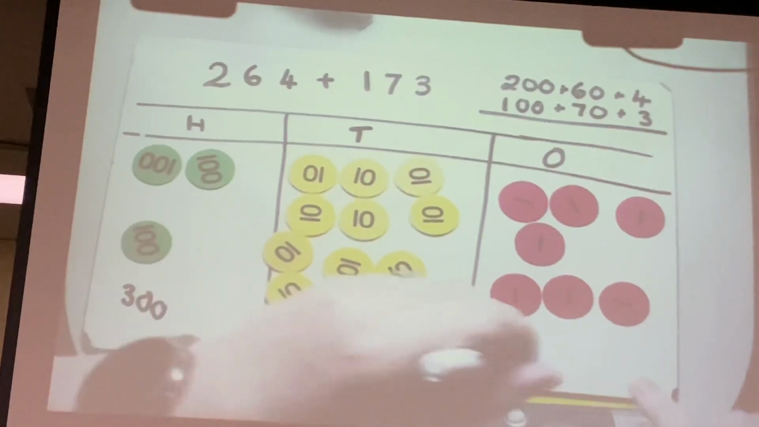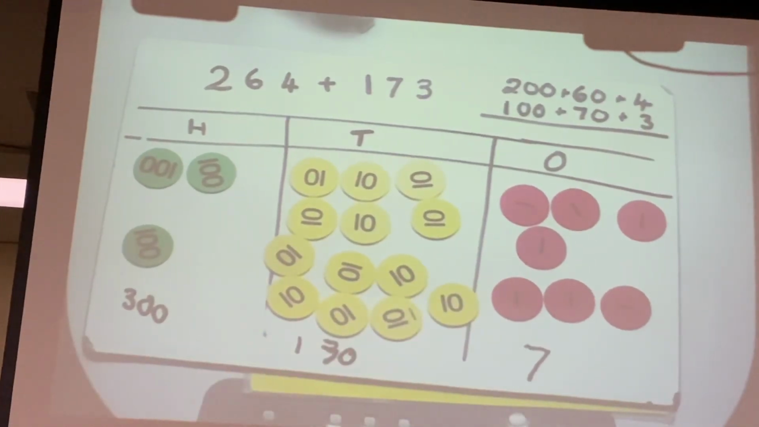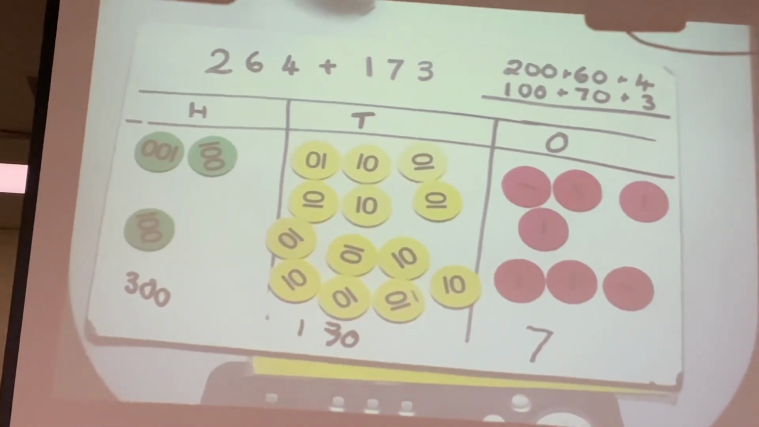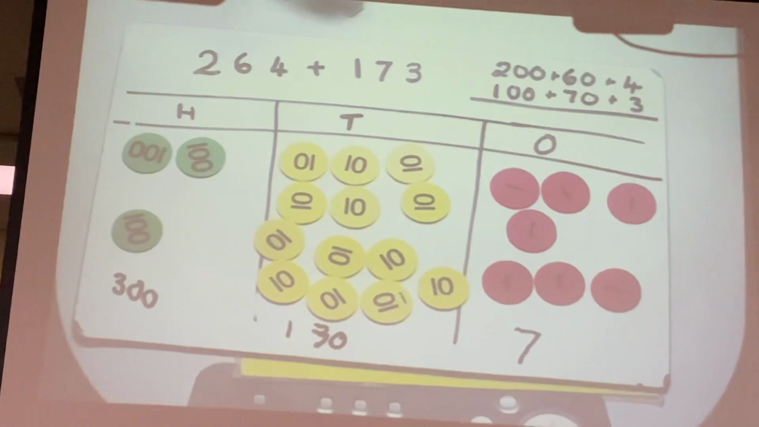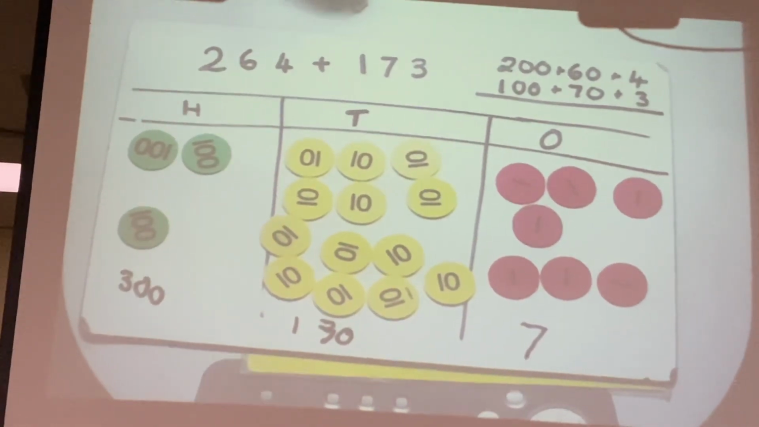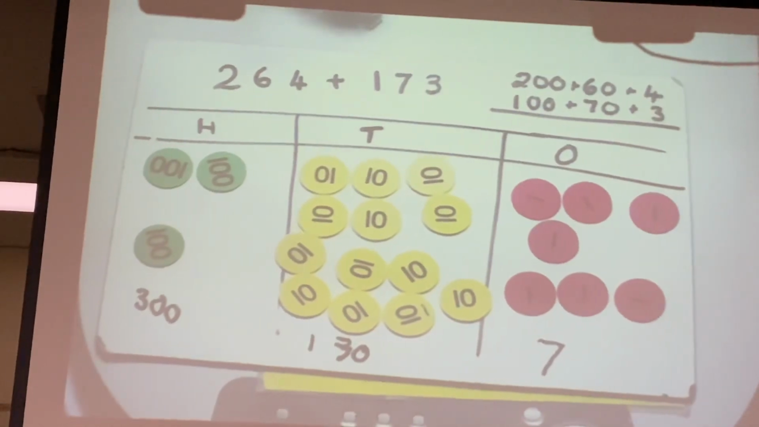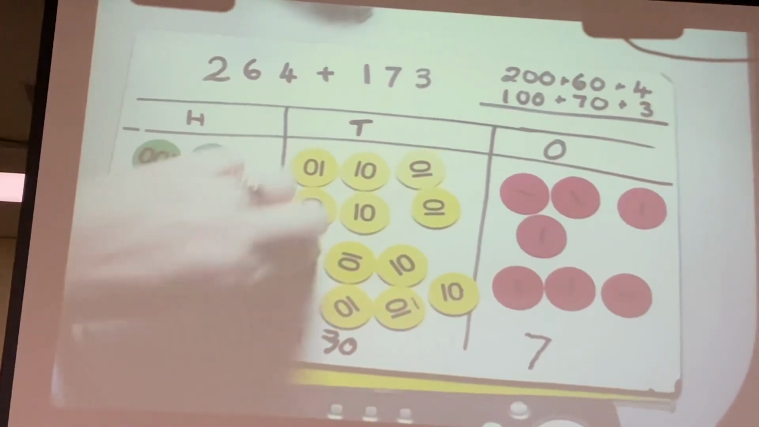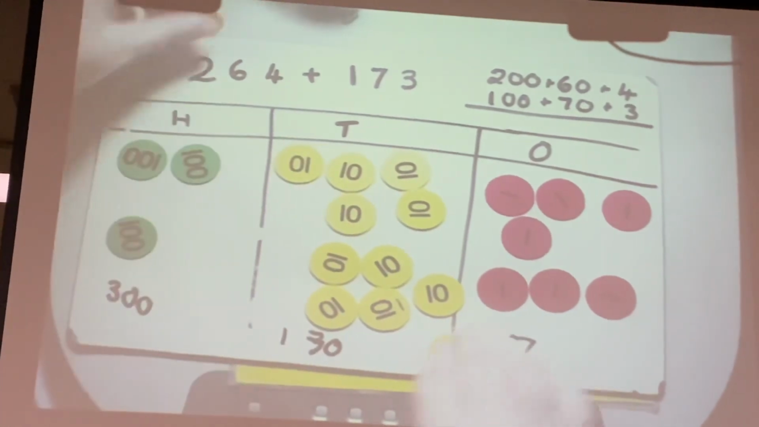And they will have their 7 ones. And then they'll realise that they can't have 130 in there. And we spend a lot of time talking about what happens when you end up with more than 10 in any one of the place value places. And then we start introducing the word of exchange. So we take away our 10 groups of 10 and we swap it for 100.